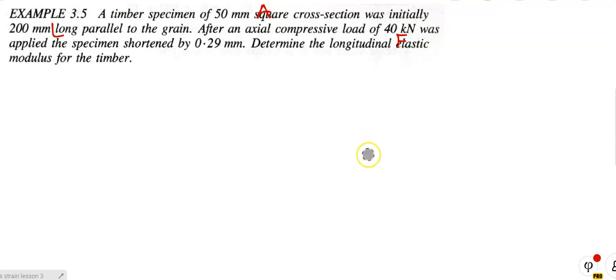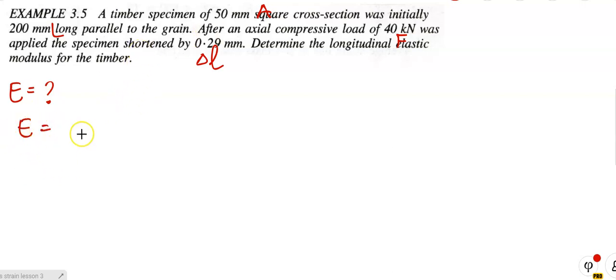What is this about? A load of that, which is F, was applied, and the specimen shortened by that amount, so they're also giving us delta L. Determine the longitudinal elastic modulus for the timber. That means find E. That's the question.